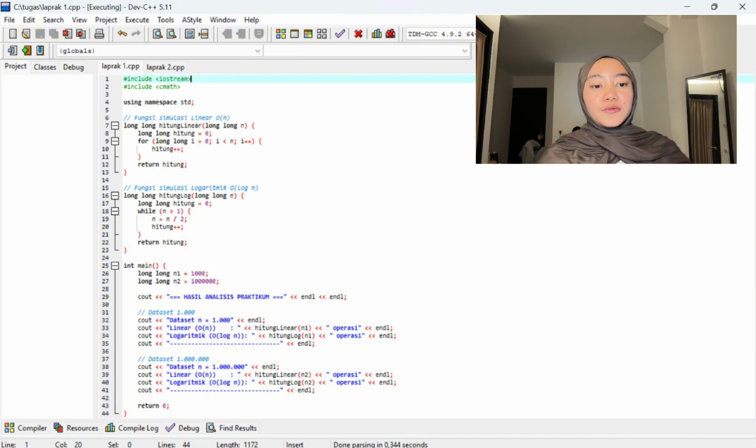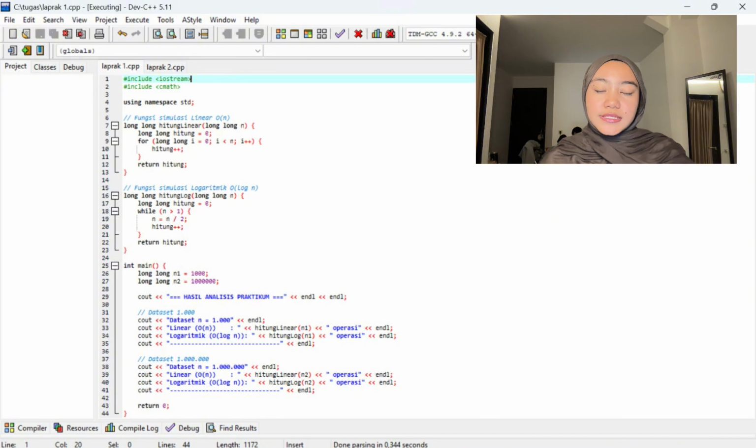This program shows the difference between two types of algorithm complexity: linear, or O(n), and logarithmic, or O(log n). First, there is a function called hitung linear. This function uses a loop that runs from 0 until n. Every time the loop runs, it adds 1 to a variable called hitung. So the total number of operations depends directly on n.